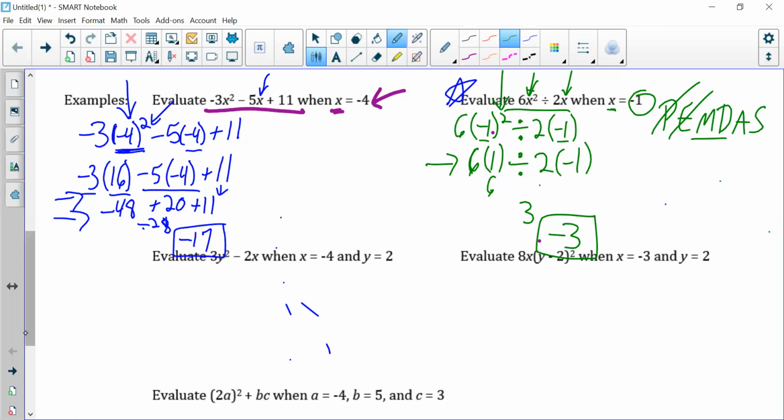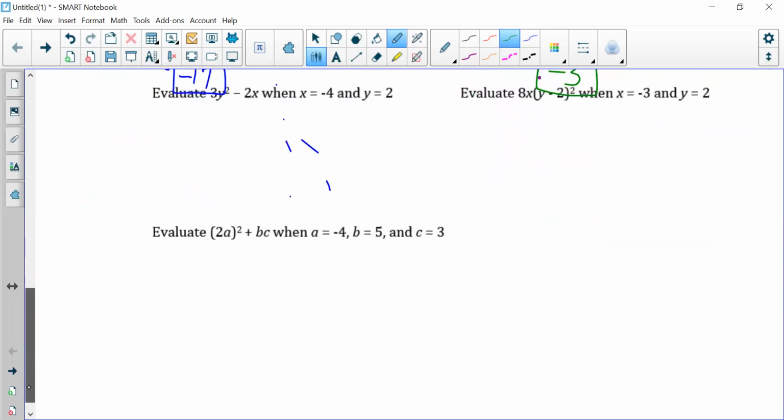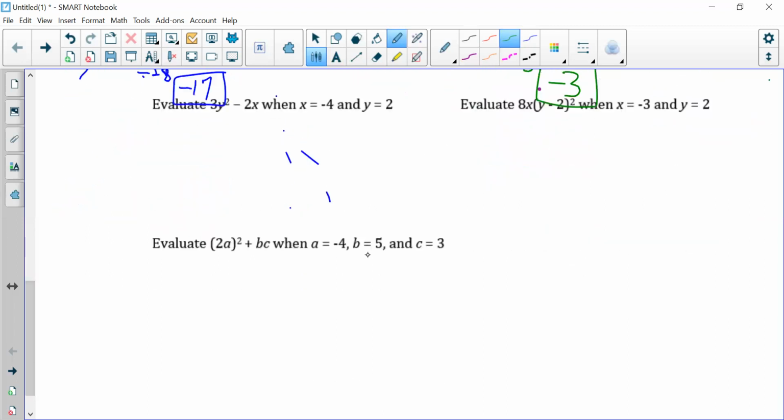All right, let's do this complicated one down at the bottom. You see this one? I'll switch back to purple here. This one says evaluate 2a squared plus bc when a equals -4, b equals 5, and c equals 3.